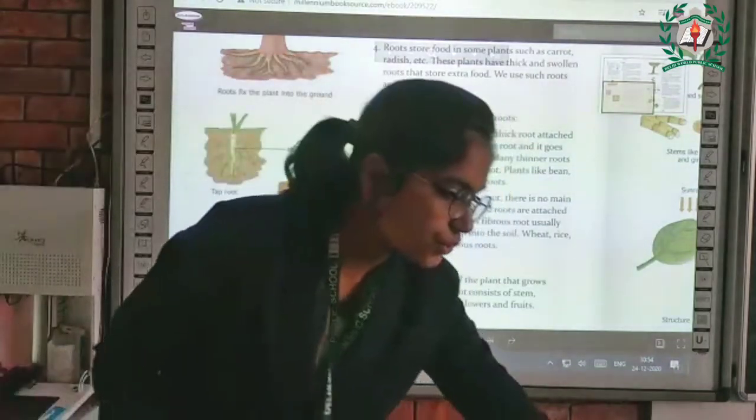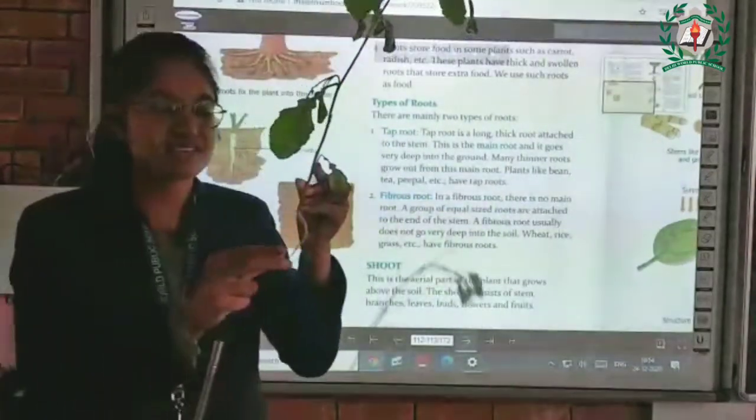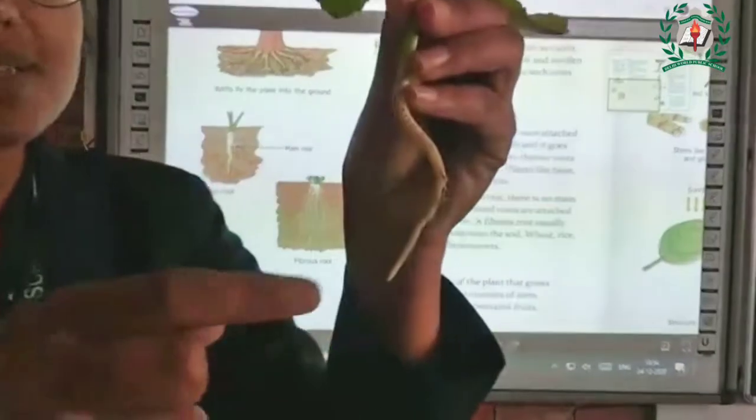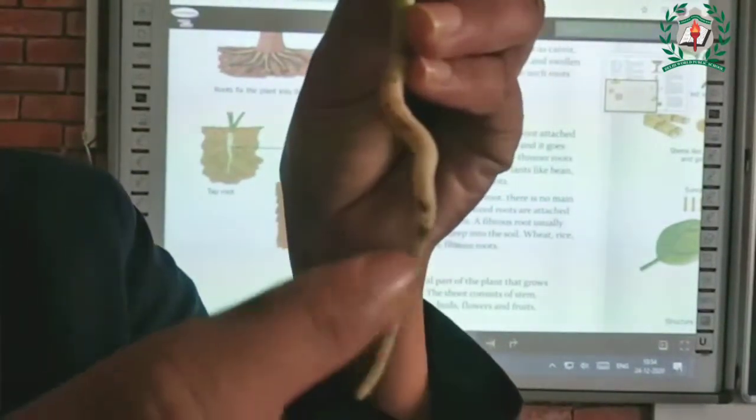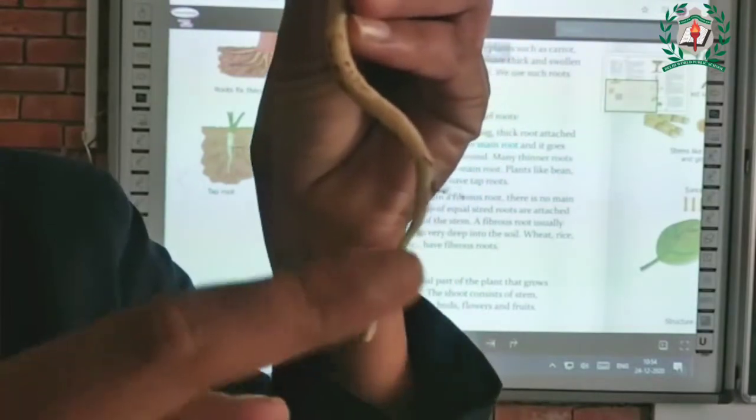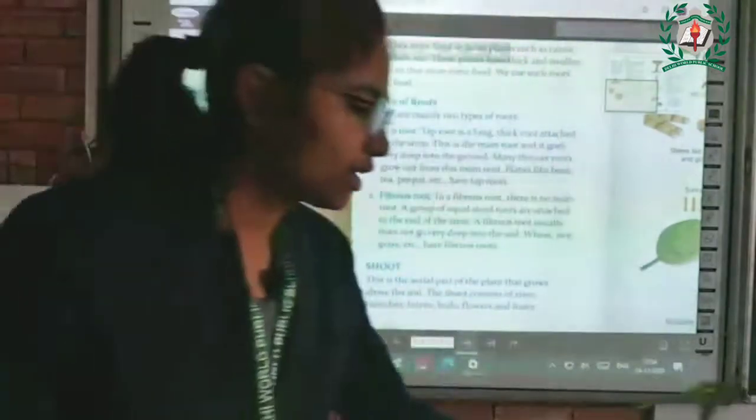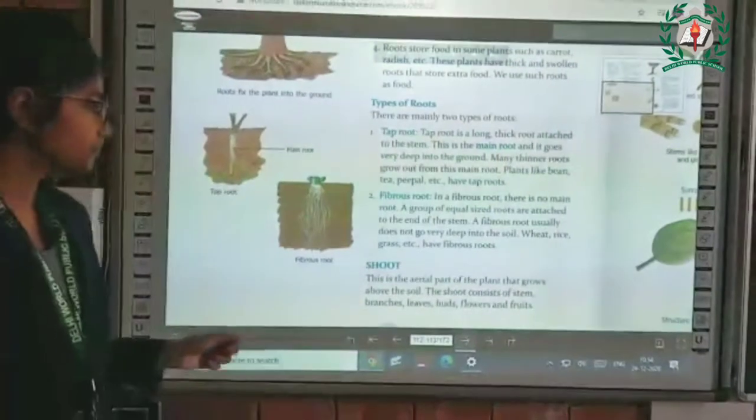I have shown you the plant. See, it also has the same kind of root. See, this is the taproot, and the small roots are coming from this taproot. Okay, this plant also has the taproot.